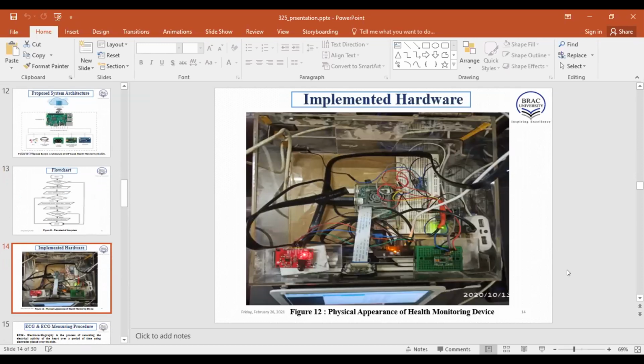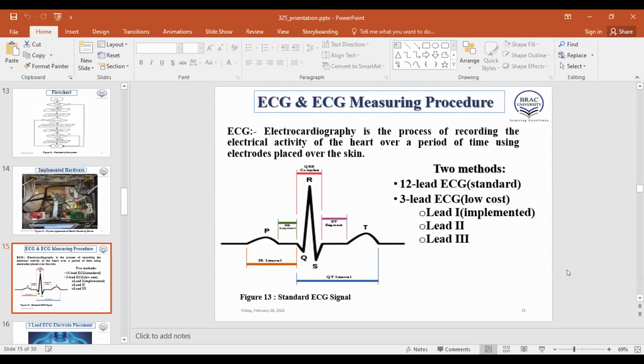Here is the implemented hardware, or physical appearance, of the health monitoring device. Now, what is ECG, or the ECG measuring procedure? ECG is electrocardiography, the process of recording the electrical activity of the heart over a period of time using electrodes placed over the skin. There are two methods of measuring ECG. Normally, in hospitals they use 12-lead ECG, which is standard, and another we can implement at low cost. Here I have implemented what is known as 3-lead ECG, which is low cost.